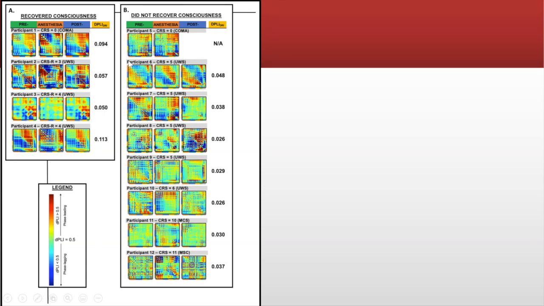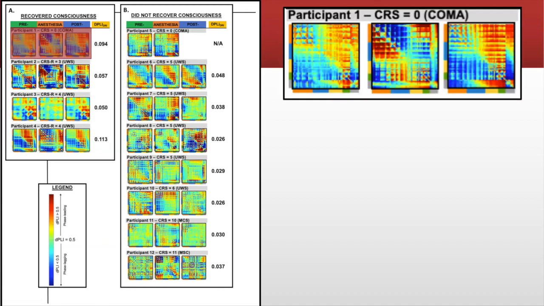So I'm going to zoom in on three of them so that we can see the details. The first is participant one, who was in a coma, and we see that in the baseline state, this individual had feedback dominant connectivity. When they were exposed to anesthesia, that reversed, so they showed feed forward dominant connectivity, and then when the anesthesia was taken away, we have a return to this feedback dominant connectivity. And this, as you will remember from 20 minutes ago, matches what we see in healthy individuals.